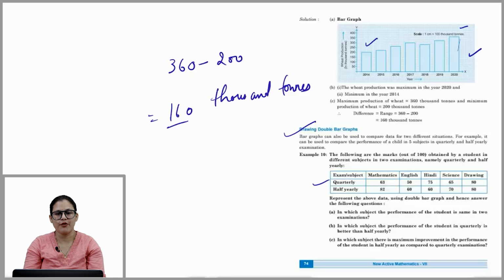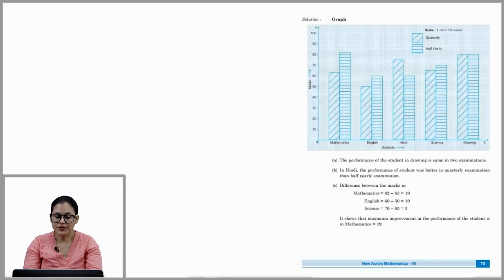A, in which subject is the performance of the student the same in 2 examinations? B, in which subject is the performance of the student in quarterly better than half-yearly? And C, in which subject is there a maximum improvement in the performance of the student in half-yearly as compared to the quarterly examination? Let's check this out. First, we will draw a graph like this. Here the scale is 1 centimeter equals 10 marks.